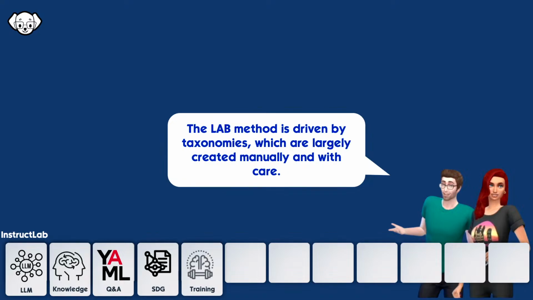So this method, as already mentioned, is driven by this taxonomy, which is largely created manually and with care. That's really important, because this taxonomy is the base of everything that's happening later. If you don't have good quality data at the beginning, you won't have good quality at the end, because it always starts with really qualitative data.